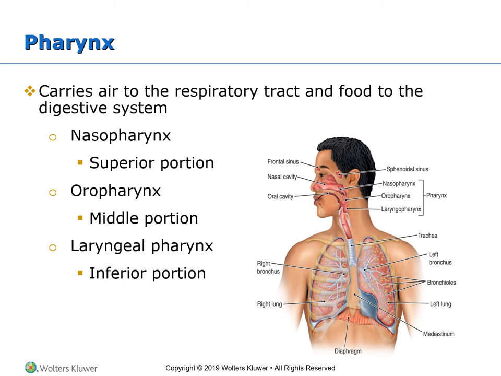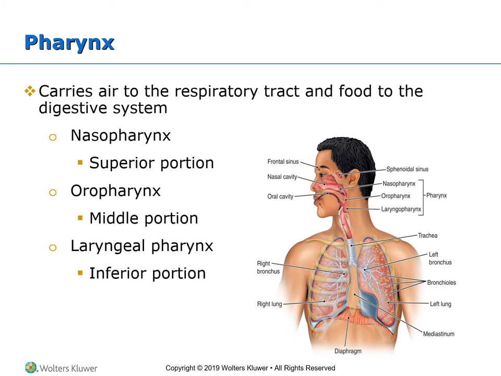The next structure, which is a continuation of the nasal cavities, is the pharynx. The pharynx, or the throat, carries the air into the respiratory tract and also has a double function. It's kind of a crossroad. It will carry foods and liquids into the digestive system.